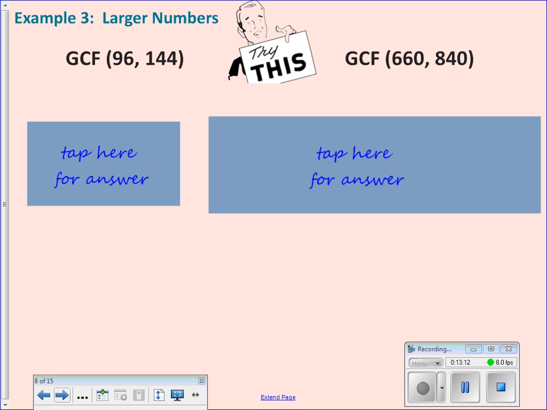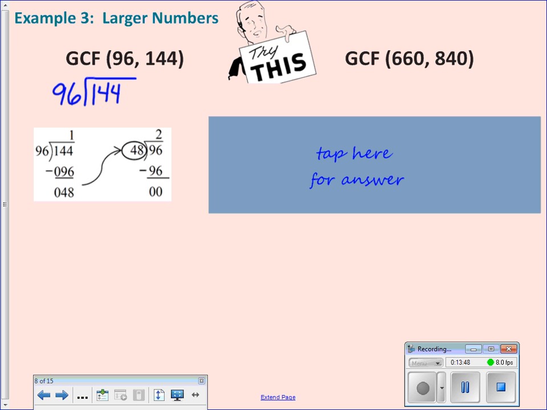How are we going to start? How do we start? Put the bigger number in the house and the smaller number outside. 144 divided by 96. The bigger number, 144, is our dividend. 96 is our divisor. So go ahead and try it. And the answer is, everybody, what'd you get? 48.